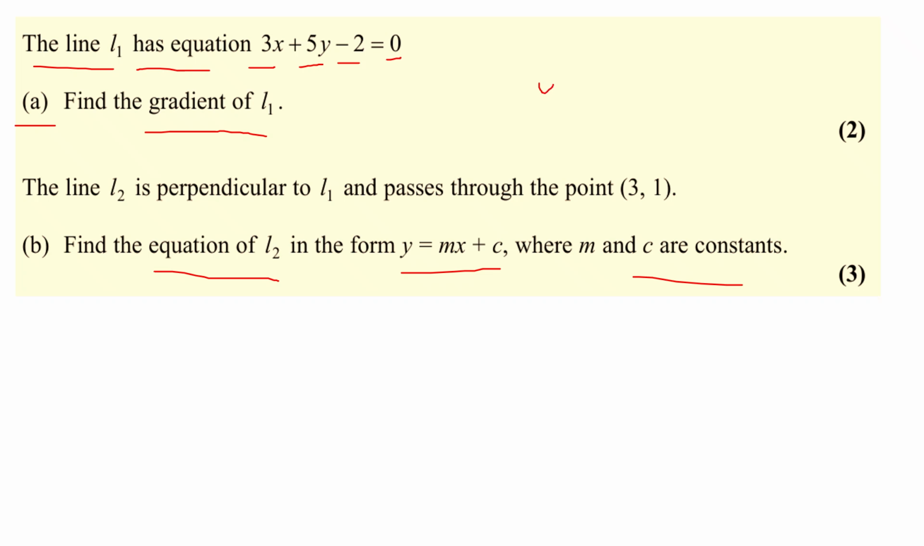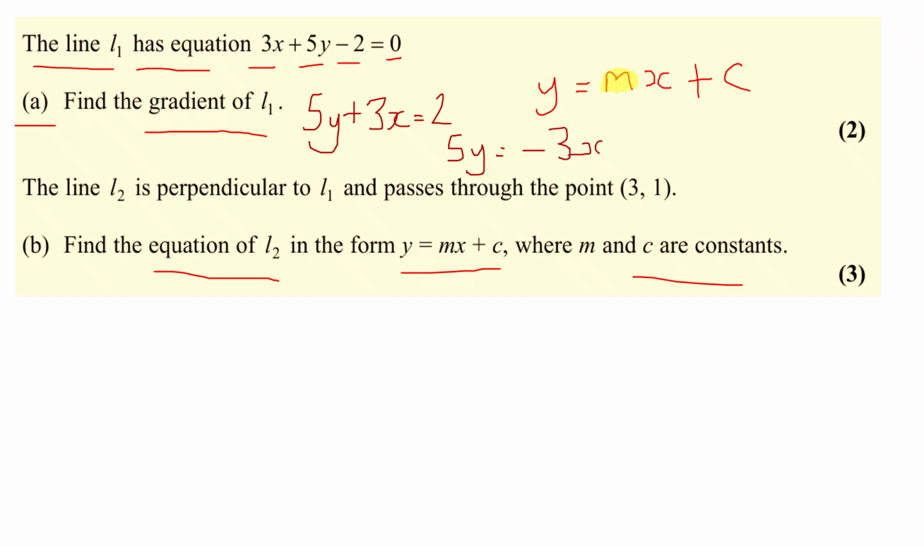So we want it in the form y is equal to mx plus c, where the value of m is our gradient, so the coefficient of x is our gradient. First of all, I'm going to start by adding 2 to both sides. So we got 5y plus 3x is equal to 2. I'm then going to subtract 3x on both sides. So we got 5y is equal to minus 3x plus 2.